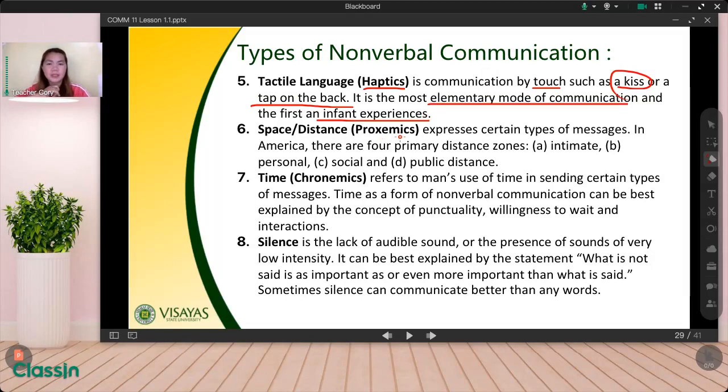Next, we have space or distance. This is proxemics. Proxemics expresses certain types of messages. In America, there are four primary distance zones.